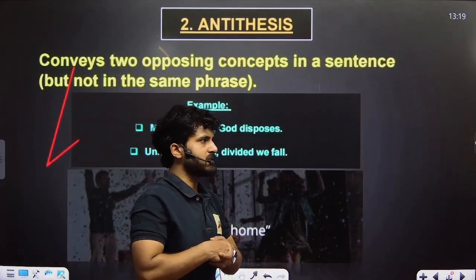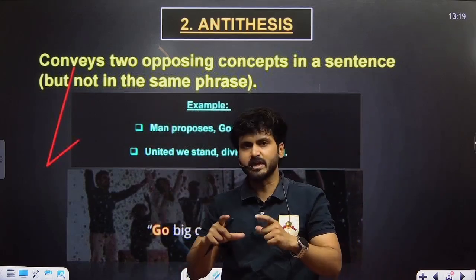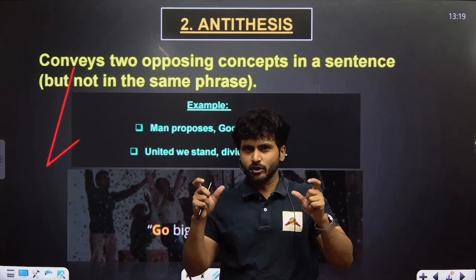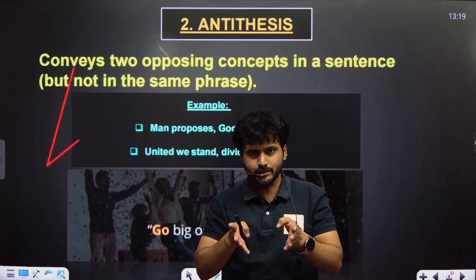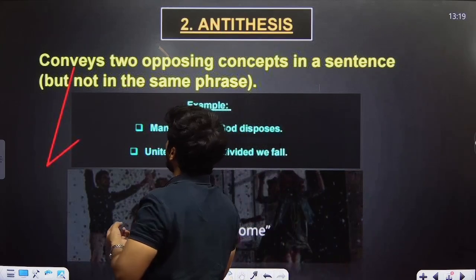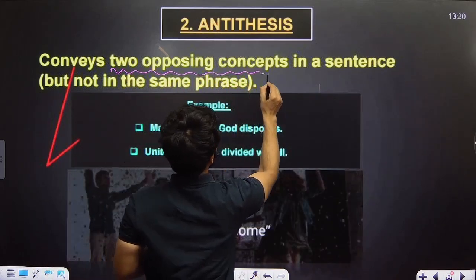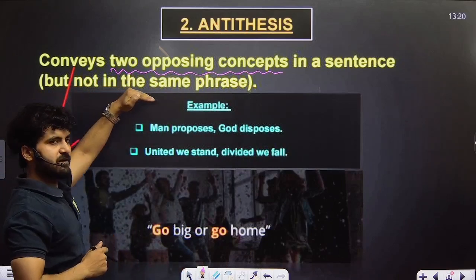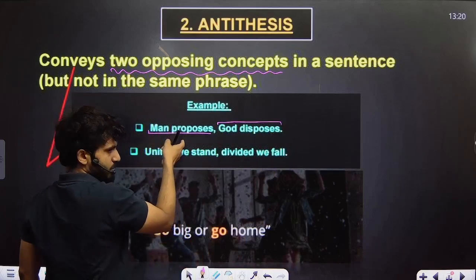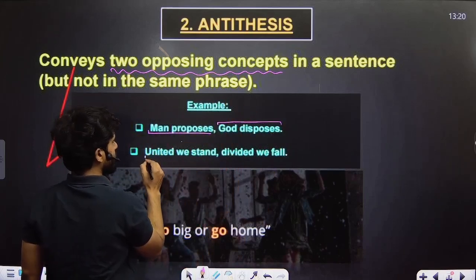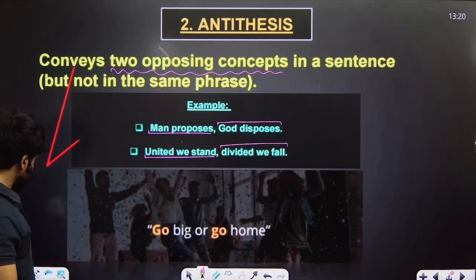What happens in the case of antithesis? Anti, if we break it, anti means something which is opposite. So inside a phrase, when you observe, the first phrase and the second phrase are opposing each other, conveying meanings opposite of each other. That is your antithesis. It conveys two opposing concepts in a single sentence, but not in the same phrase. For example, from here to here you have one phrase, and from here to here the second phrase. You can observe, man proposes, God disposes. United we stand, divided we fall. So like these cases, that is your antithesis.